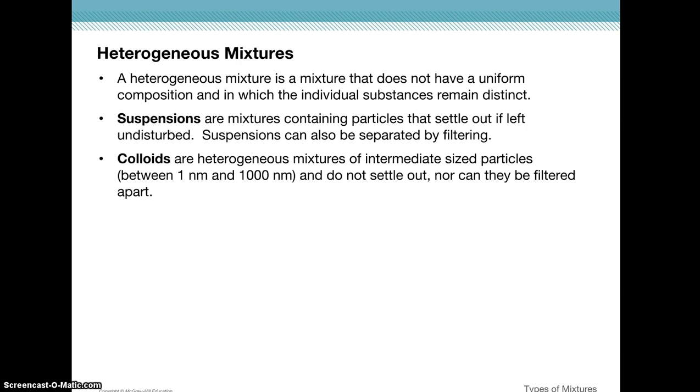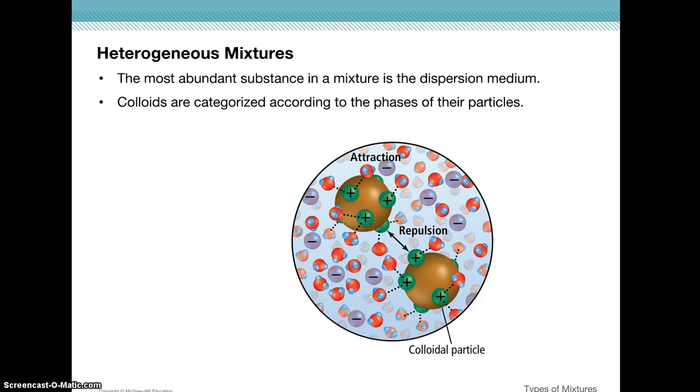A second type of mixture that's considered heterogeneous is called a colloid. And a colloid is something you might not have heard of before. The particles are intermediate in size, so what that means is they don't settle out and they can't be filtered, but it's not exactly a solution, which is what we're going to be focusing on next. So these colloids, when we talk about colloids, we're looking at the stuff that is dissolved in or mixed with the dispersion medium.